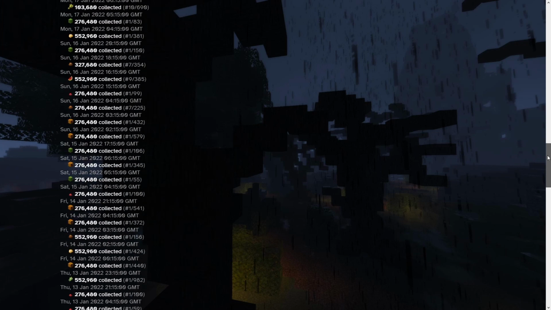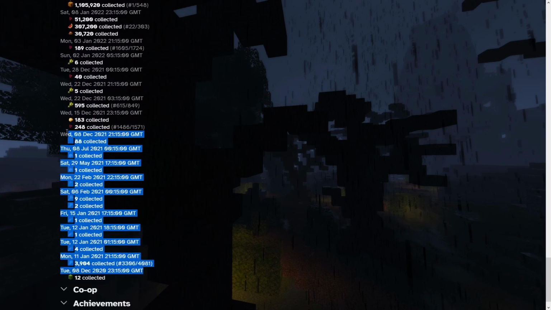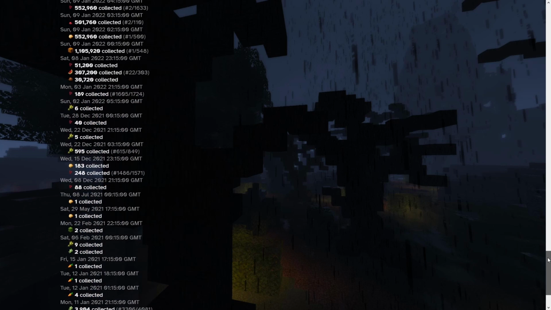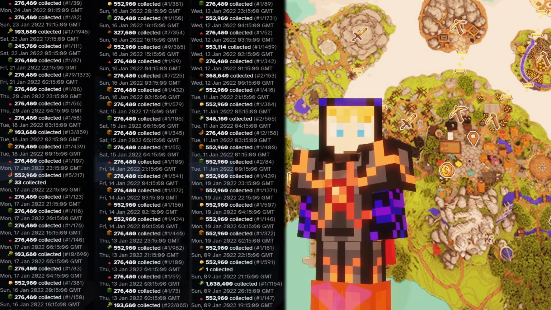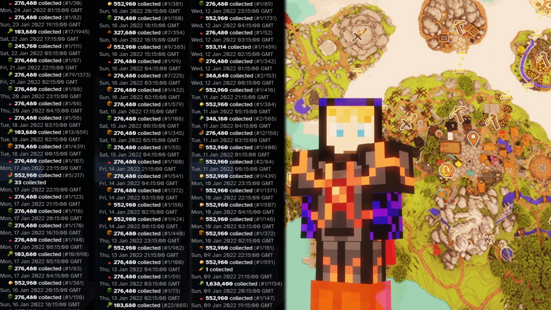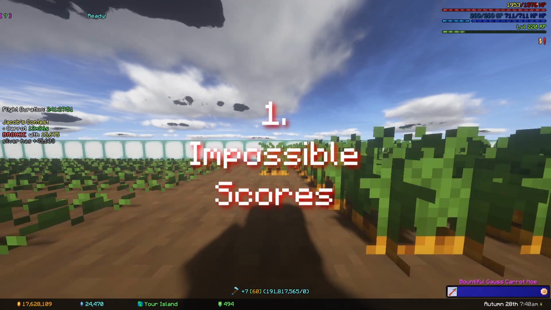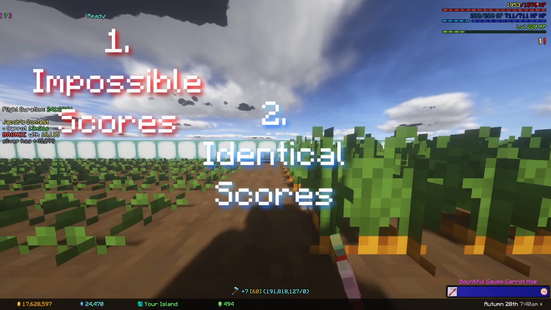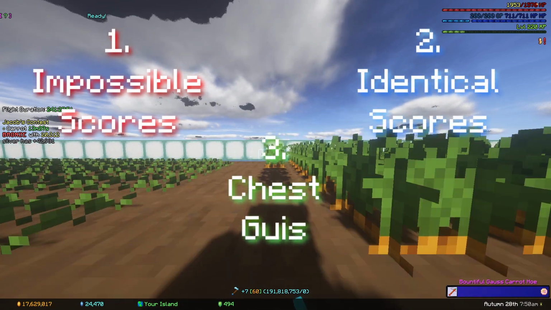So, looking at Quaglet's Jacob's contest, we can see a lot of low scores, generally under 1k collection gained. However, right in the middle, there are a lot of high ranking scores. By taking a closer look at these numbers, we can develop 3 reasons to prove that Quaglet is indeed using illegitimate methods to get them. 1. Many of these scores are impossible to get. 2. Many of these scores have the same values. And 3. These scores align with chess GUIs.